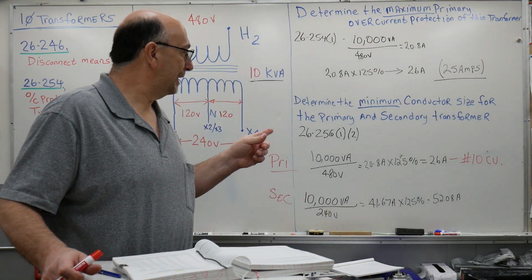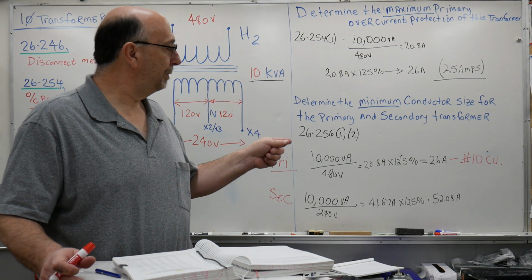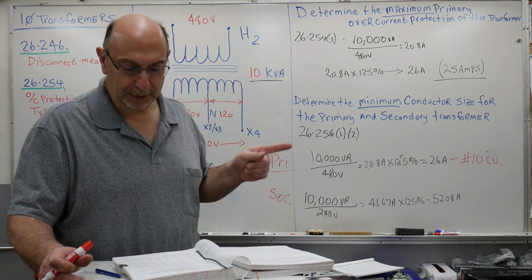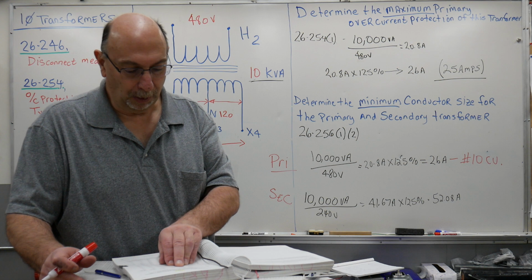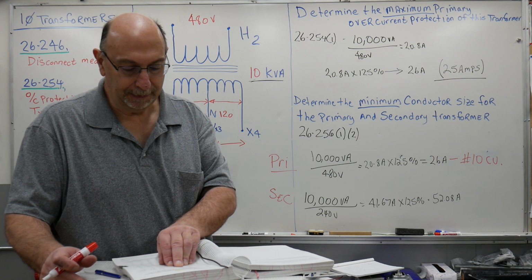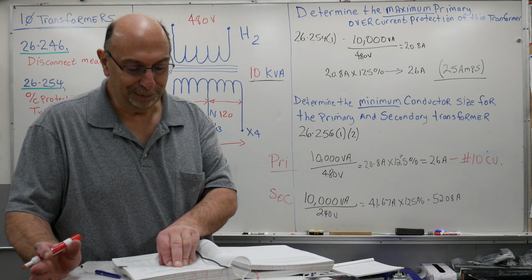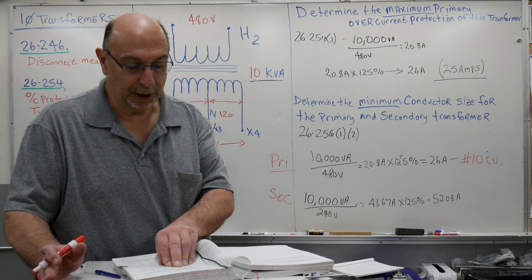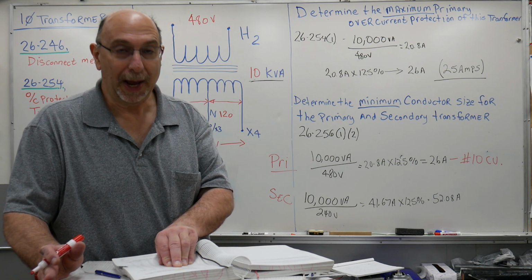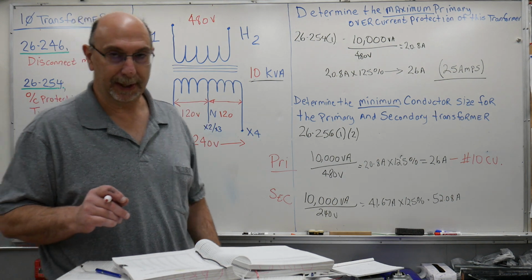Next, the secondary conductor has to be rated at least 52.08 amps. So scroll down the 75 degree column. Number 8 is only good for 50 amps. Number 6 is good for 65. So we have to go with number 6 in this case.